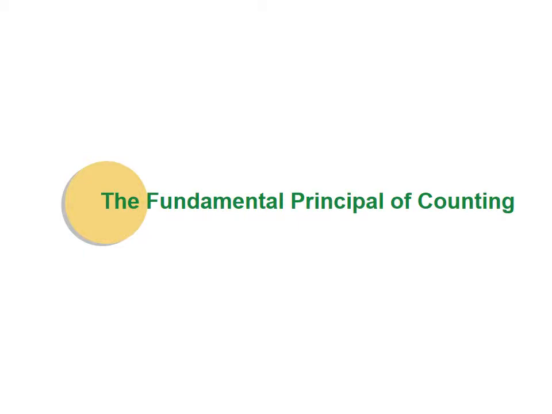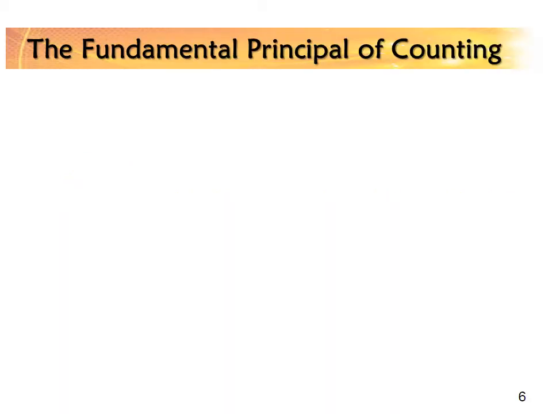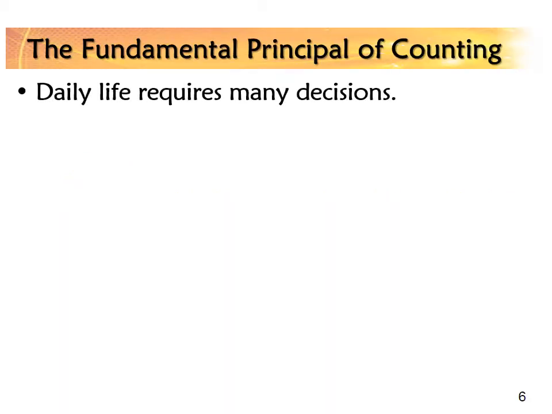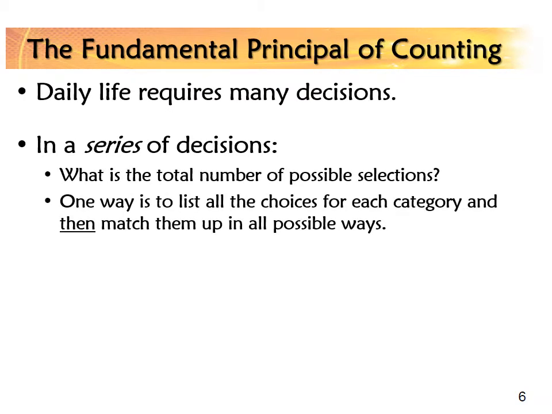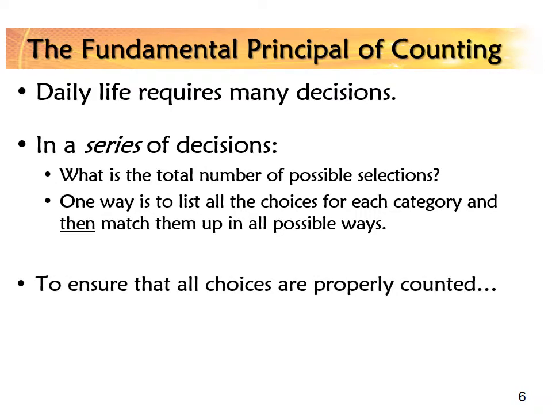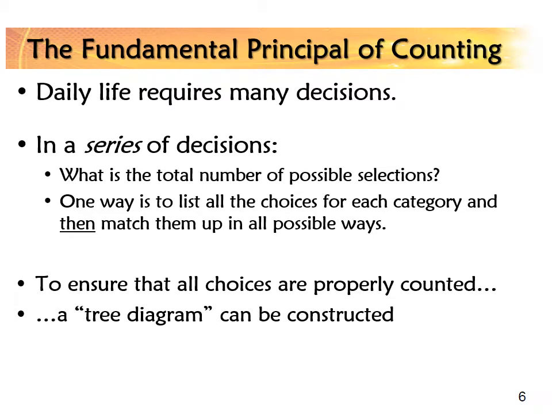Let's start off with the fundamental principle of counting. Daily life requires a lot of different decisions, and in a series of decisions, you want to know what the total number of possible selections are. So we can do this in a bunch of different ways. We can list all the choices for each category and match them up in all possible ways. That gets tedious, so we use a tree diagram to do this. It's a graphical way to help us keep up with our choices.